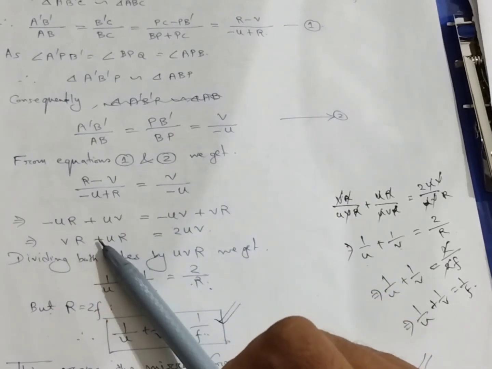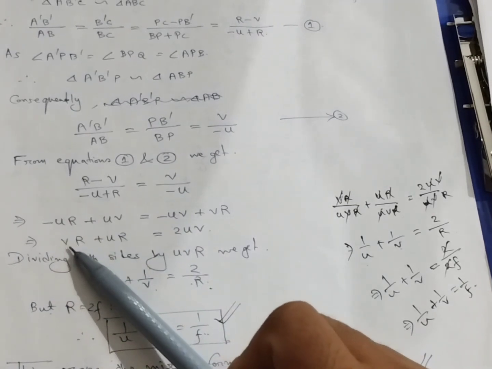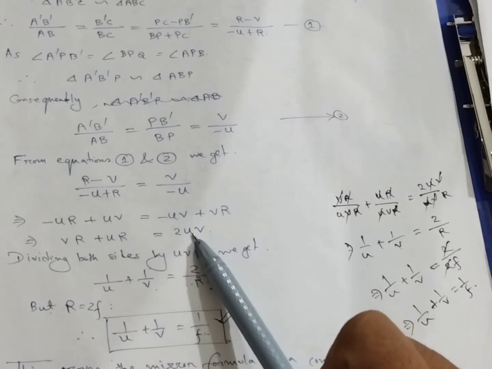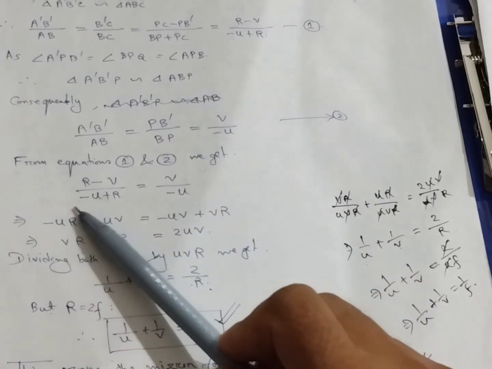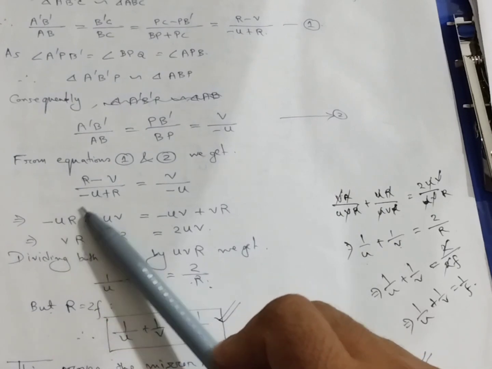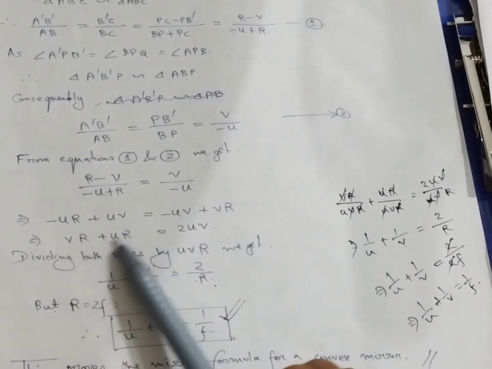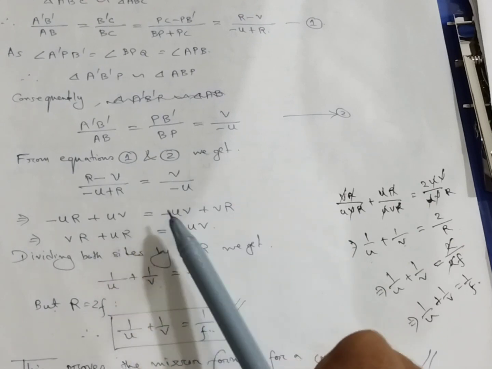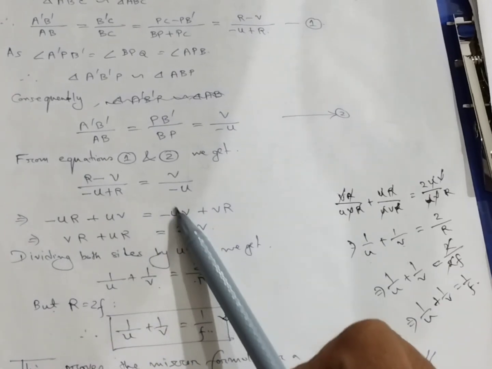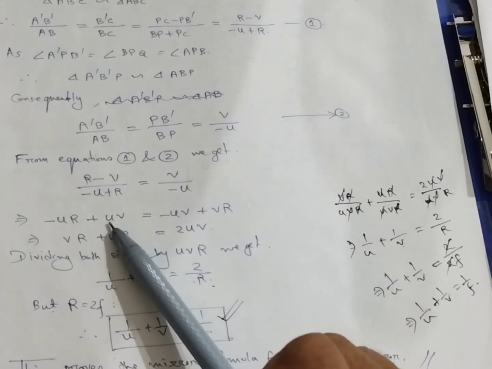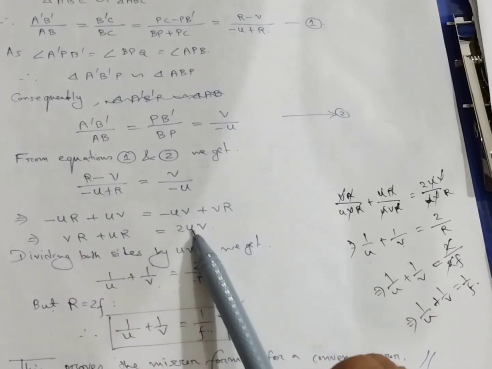Then we transfer this term. Then we get VR plus UR is equal to 2UV. This term is VR and this term is minus UR. When the minus UR term is transferred to the right hand side, we get VR plus UR. Again, when the minus UV term on the right hand side is transferred to the left hand side, it becomes positive. So ultimately we get 2UV. So VR plus UR is equal to 2UV.